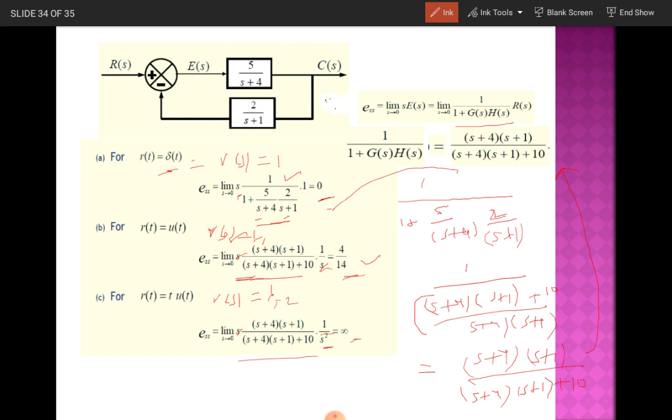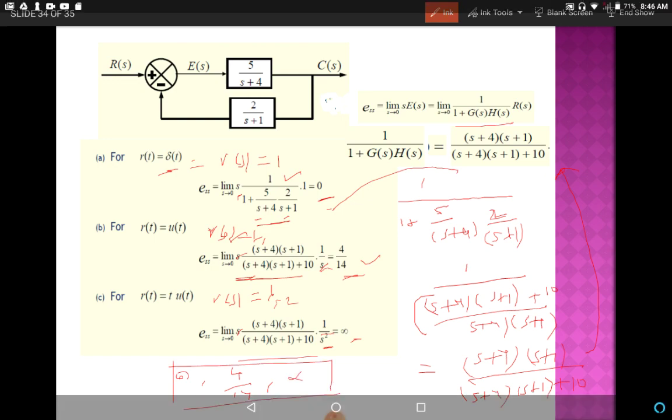So the first case you get steady state error 0. The second case it is 4 divided by 14. For the parabolic or ramp input, you get infinity. Okay, these are all the final steady state error values.